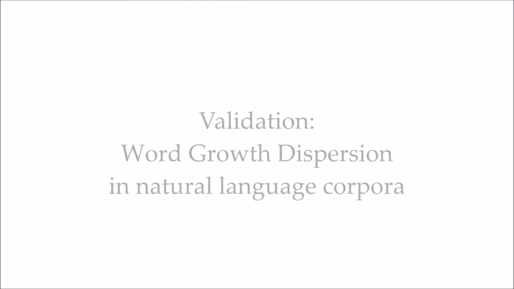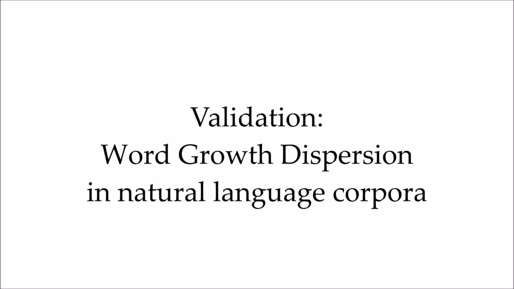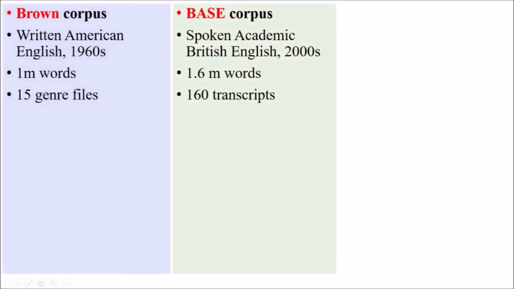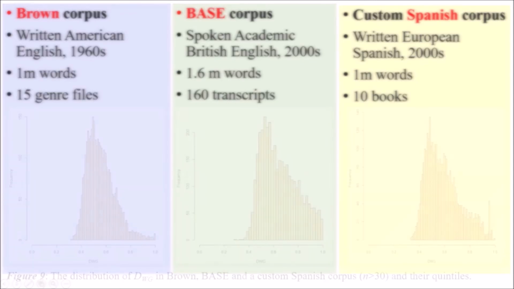It is now time to look at word growth dispersion in action, as it is applied to actual natural language corpora. I calculated the DWG values for all words in a number of corpora. I will present 3 examples here. The first corpus is brown, representative of written American English of the 1960s. It contains 1 million words in 15 different genre files. The second corpus is beige, a corpus of spoken British English in an academic setting with a size of 1.6 million words in 160 transcripts. And lastly, I created a custom-made Spanish corpus with 1 million words that includes 10 books of different genres.